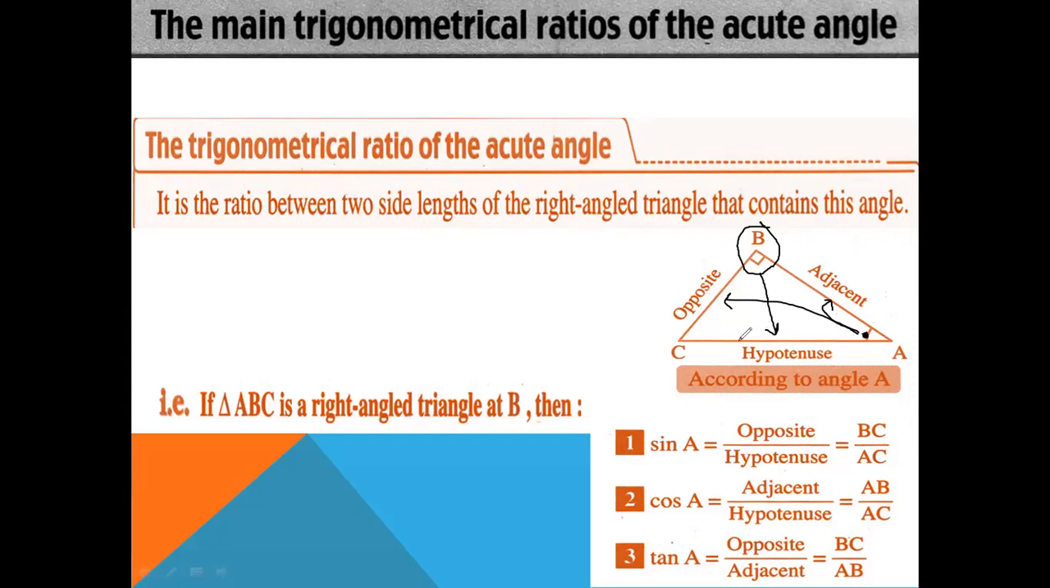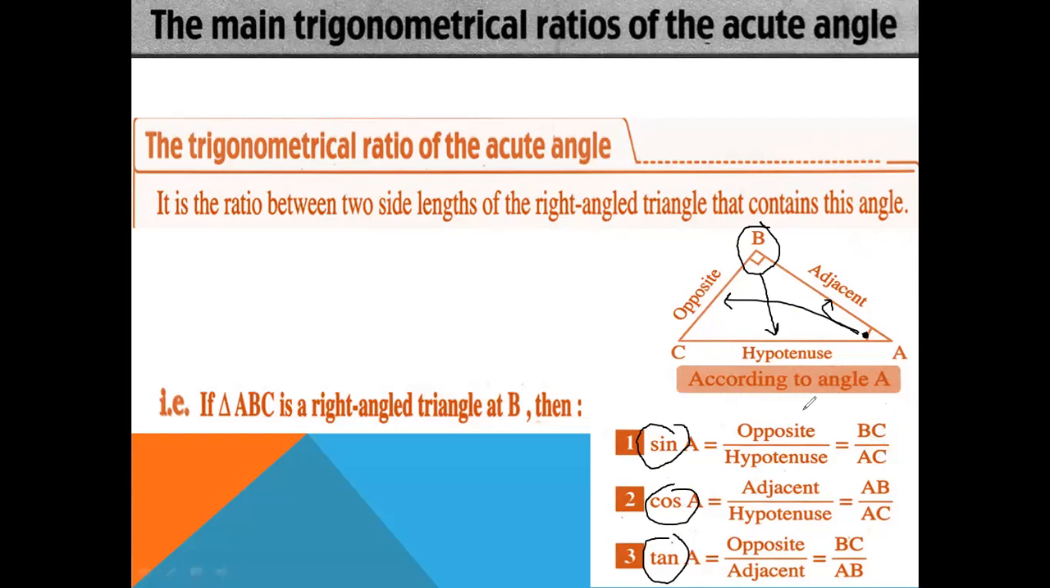Today we will talk about trigonometrical functions. That means sine, cosine, tan. Sine is opposite over hypotenuse. What is the opposite for the measure of angle A? Yes, BC. And the hypotenuse is AC. So the answer is BC over AC.